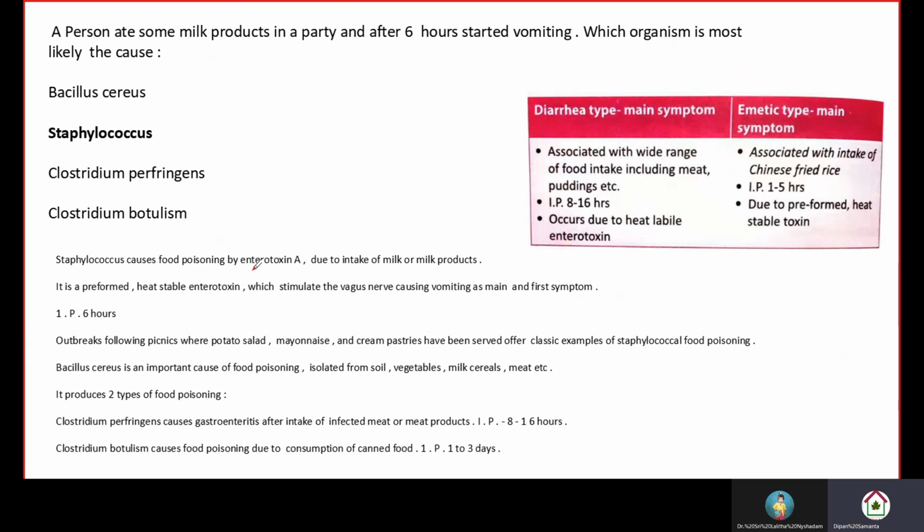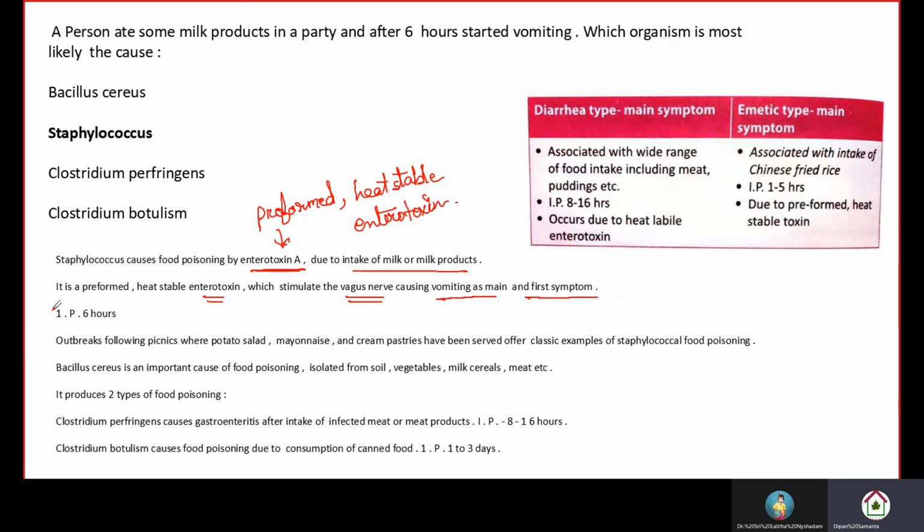Staphylococcus causes food poisoning by enterotoxin A due to intake of milk and milk products. Very important, it's a preformed, heat-stable enterotoxin. It stimulates the vagus nerve, causing vomiting as the main and first symptom. Very important. Vomiting.